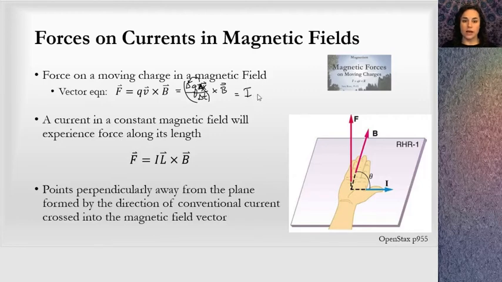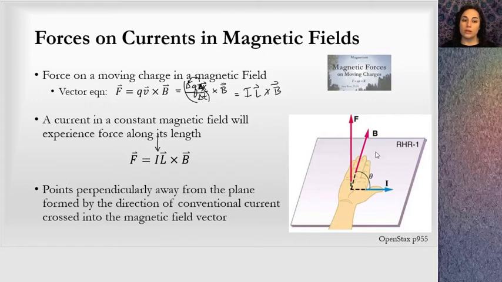And then I still have some sort of distance in here, this delta x, we call that L, and you can see that in the equation down here, and cross that into B. And so this equation for forces on currents in magnetic fields is not a different force, it's a rearrangement of the equation to recognize that I can look at a current having a force on it.